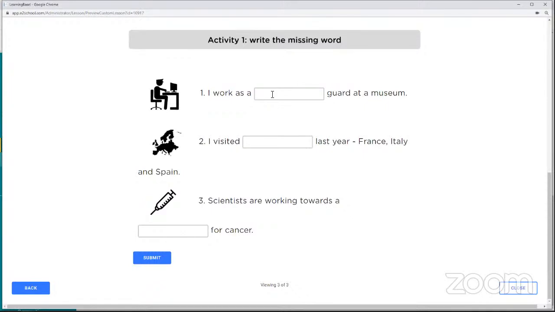I work as a person at the desk. I work as a what? A ooh. First one. Second one, I visited a continent looking like that: France, Italy, and Spain. Good work. Yep, first one, security. I visited, capital E, Europe. Here I feel our tongue. Scientists are working towards a, good work, cure.